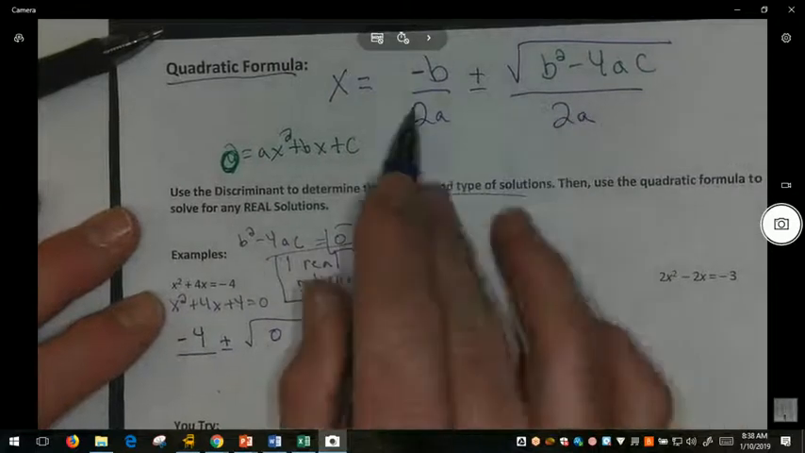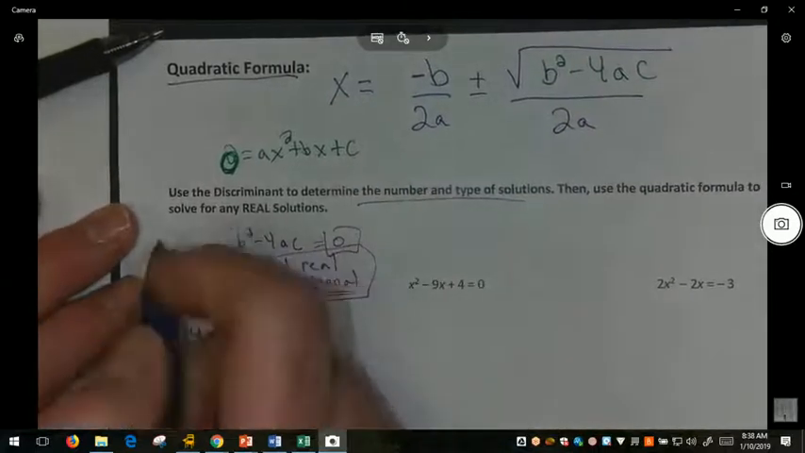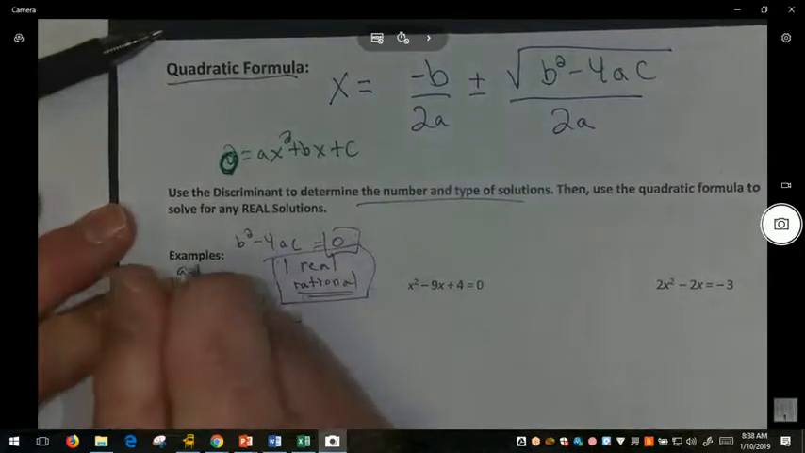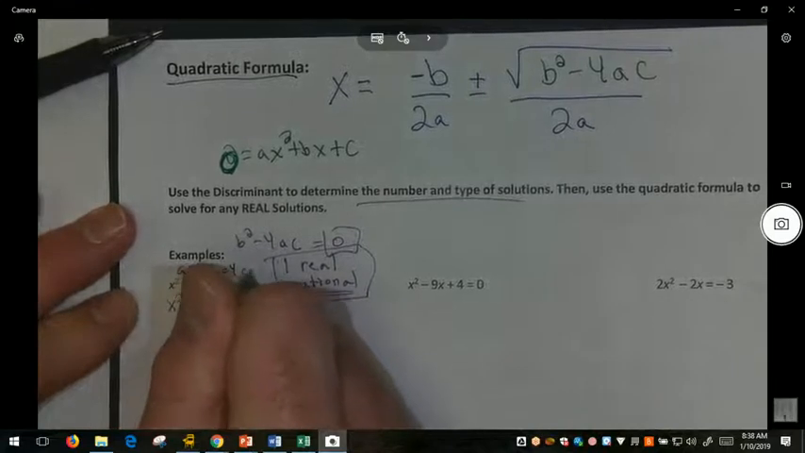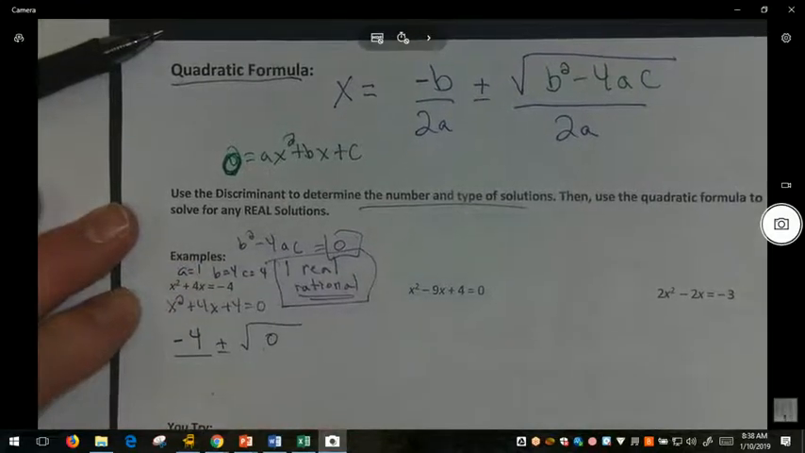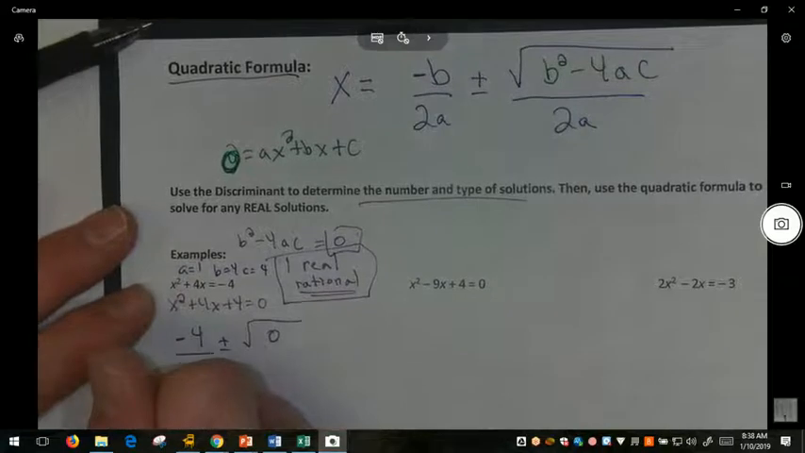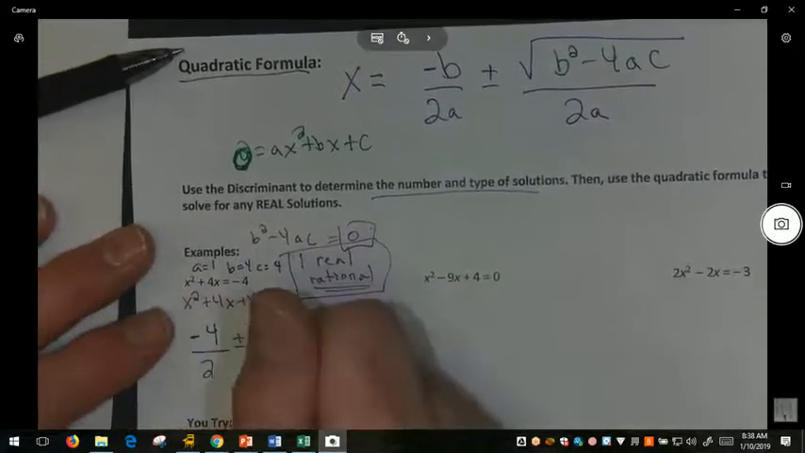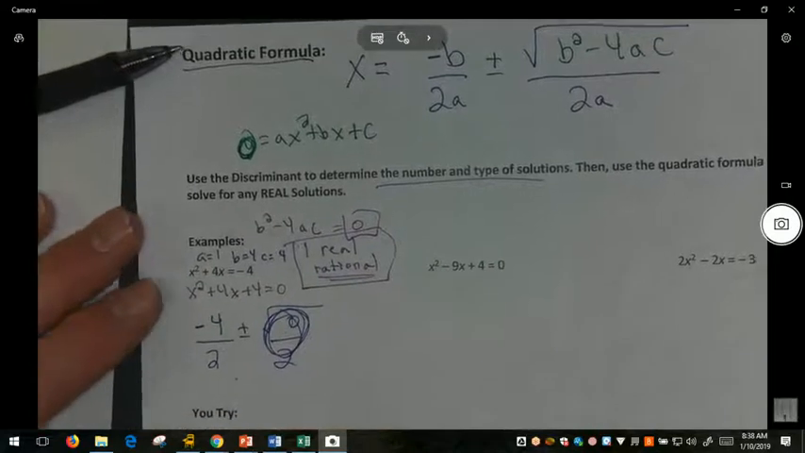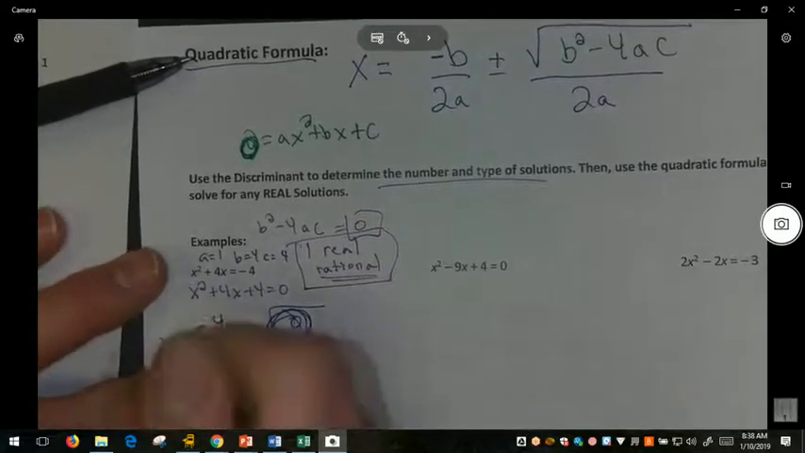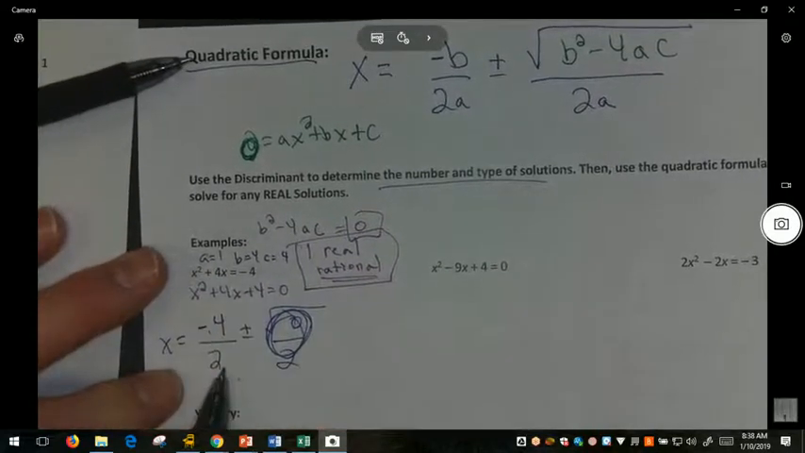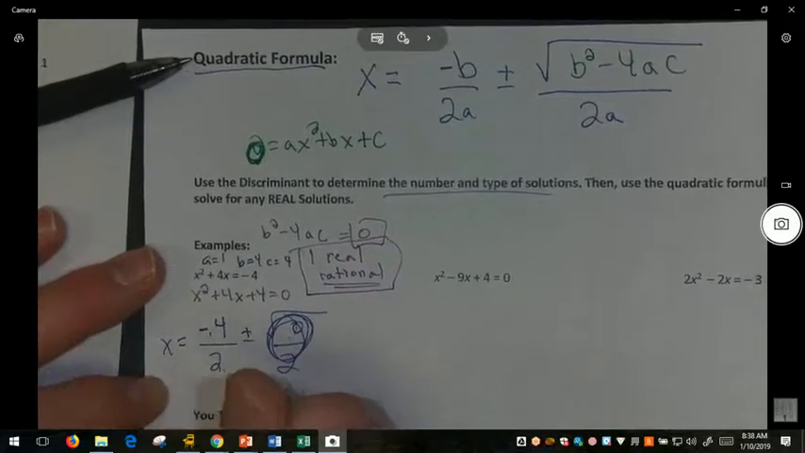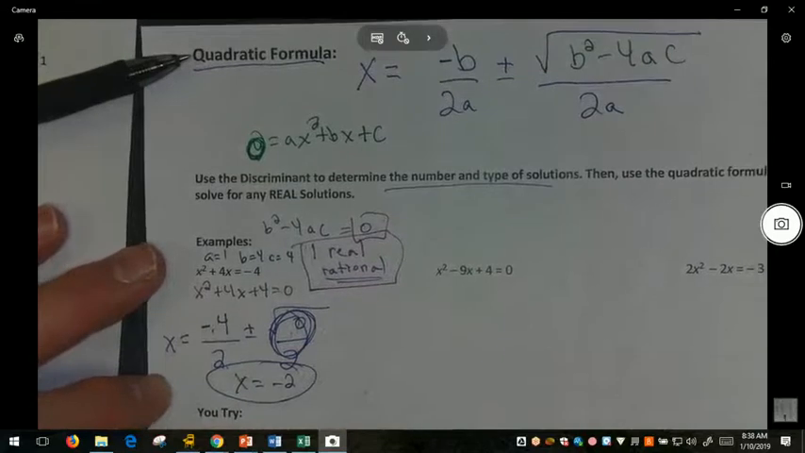And each of these numbers has to go over 2 times a. The value of a is 1. So just 2 times 1, which is 2. Well, 0 over 2 is still 0. So I have plus or minus 0. I don't need to worry about it. It's just x equals negative 4 over 2 plus 0, or minus 0. So this is x equals negative 2 as our solution.